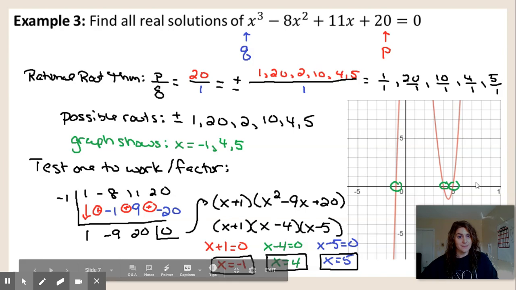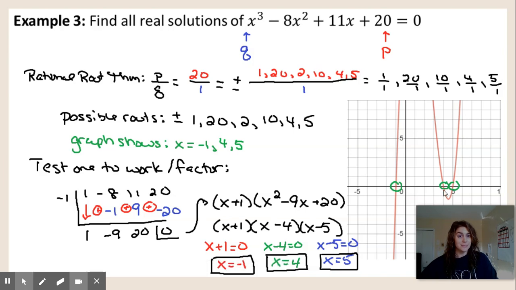So you graph it. This is the graph. And you narrow it down. So I can clearly see these points right here have to be solutions. That's what I wrote. The graph shows x equals -1, 4, and 5. And then you just have to show the work as to, are those in fact the correct solutions? And are there any more? Because there could be more you just don't see.